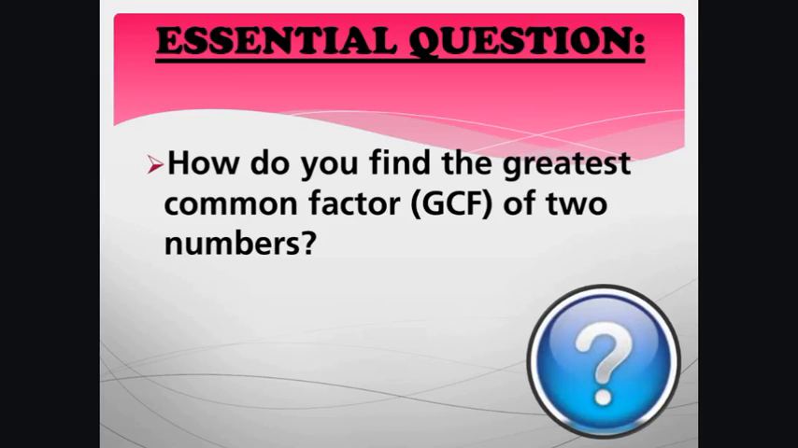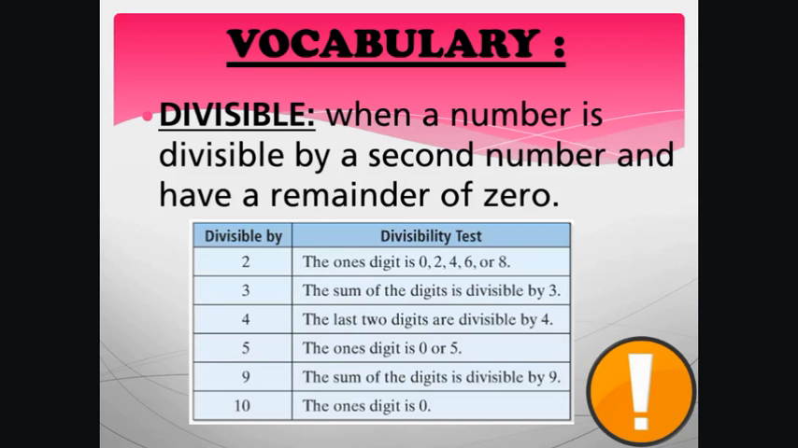Before we go any further, we need to establish some mathematical vocabulary, and we're going to start with the word divisible. The word divisible means when a number is divisible by a second number and they have a remainder of 0. So I would like all of you to take a moment and pause this video to write down this divisibility chart. If a number is divisible by 2, then the last digit, or the ones digit, is either a 0, 2, 4, 6, or 8. It ends with an even number.